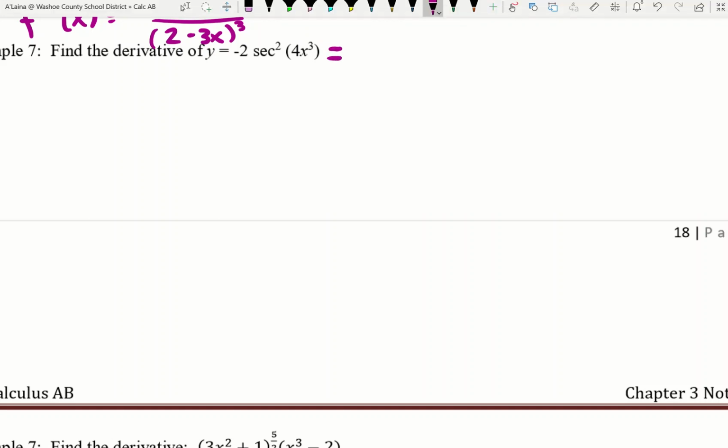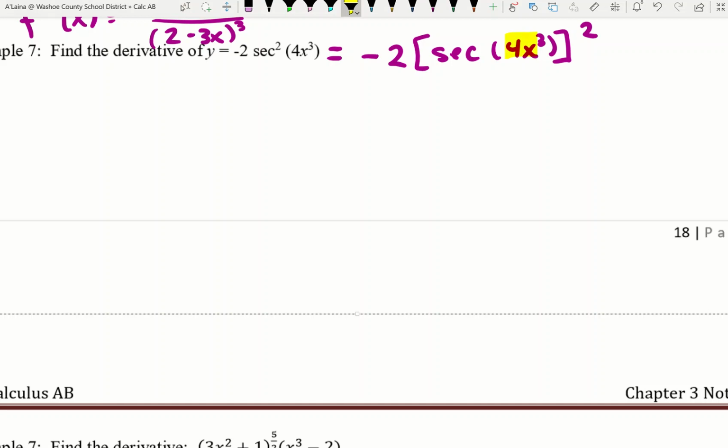Now, I find this one helpful to rewrite like this. Negative 2 times the quantity of secant of 4x cubed raised to the power of 2. And keep in mind, this parentheses 4x cubed does not mean multiplication. This is the argument. This is the angle that we would be taking a secant of. This is an inner function. So this 4x cubed is an inner function.